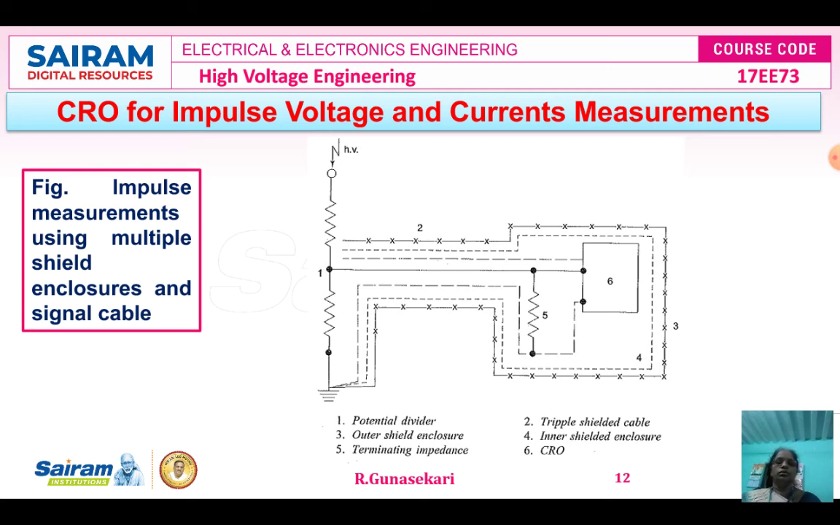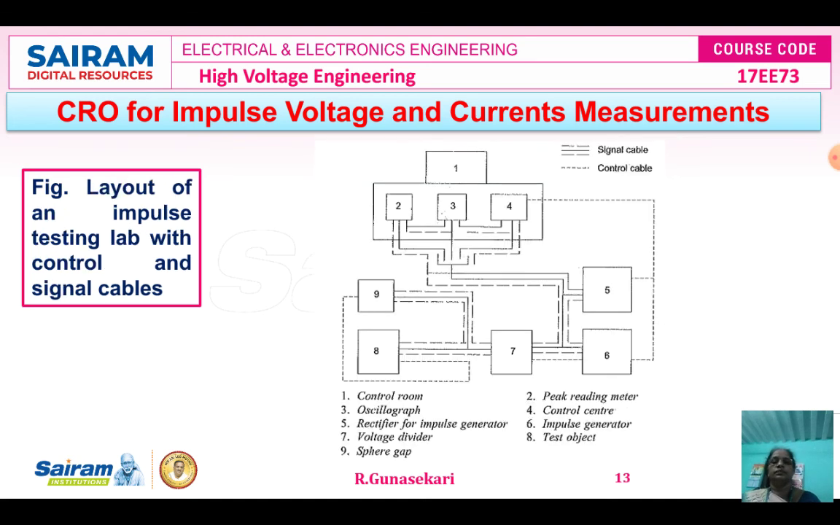Okay, so we can consider the long solid line, then small solid lines, and then dotted lines, everything is that, which means impulse measurements using multiple shielded enclosures. Now you see the circuit diagram. This is the layout of an impulse testing lab with the control and signal cables.